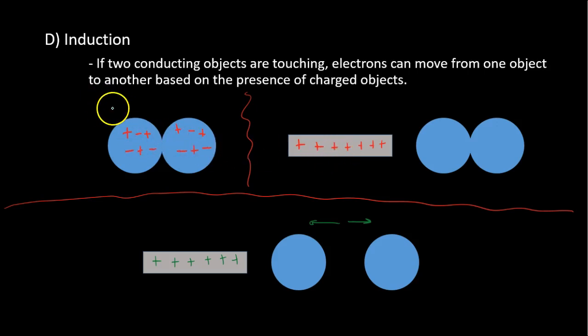I have two neutral objects. This one right here is neutral. This one right here is neutral. Same number of pluses and minuses. And then let's say I have this very positively charged object. Well, what's going to happen? Hopefully you're saying some of the electrons are going to move over here, because those electrons really like this positive thing.